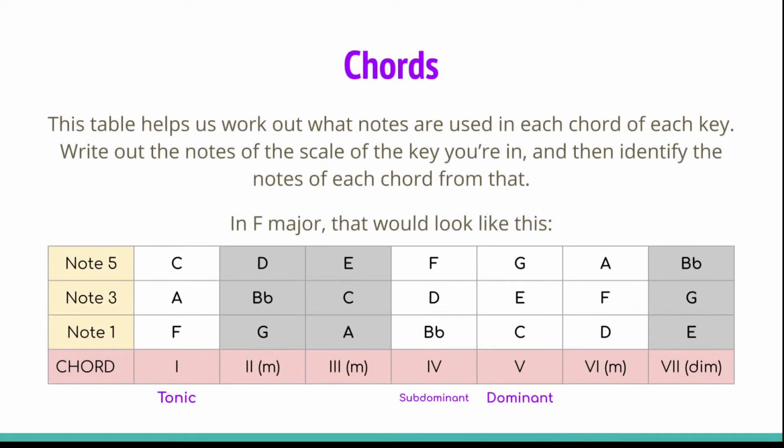Let's have a look at the next key, F major. Same idea, using the same table, the same grid. This helps us work out what notes are used in each chord of this key. So again, pause the video, copy the information into your booklet so that you have all of the necessary information for the chords of F major. Remember that you are focusing on chord 1, chord 4, chord 5 and chord 6. Copy all the other chords too, but those are the 4 you should focus on.